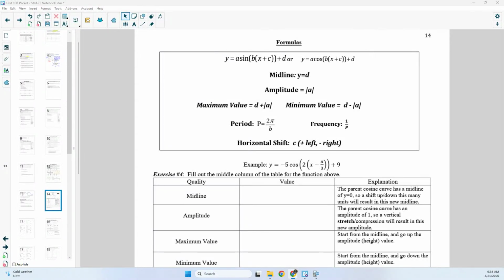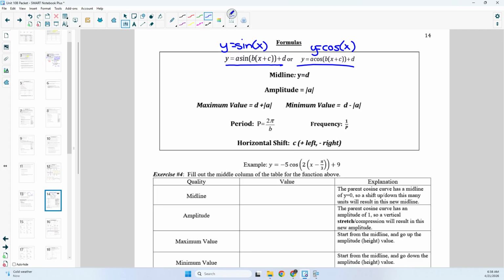So on this page, we're going to start to take those qualities of amplitude, period, and frequency and look at actual equations to find those qualities. We have two what we call sinusoidal equations here, and sinusoidal equations is just a fancy word for transformations of parent sine or cosine functions. So this function is a transformation of the parent sine function, and this is a transformation of the parent cosine function.